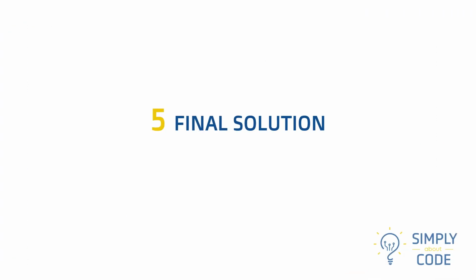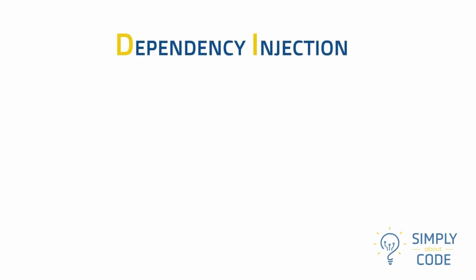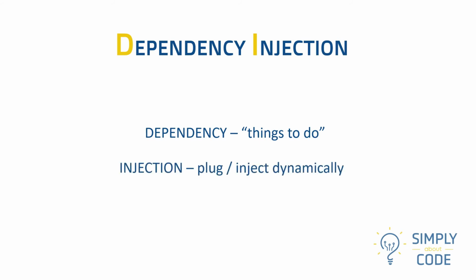Wouldn't it be great if we could just dynamically define how HR assistants should behave? There is a mechanism which does exactly something like that. It's called dependency injection. Injection what? Here is how it is. Dependency, think about dependencies as things to do. Injection, because we can inject them dynamically when we create a class.